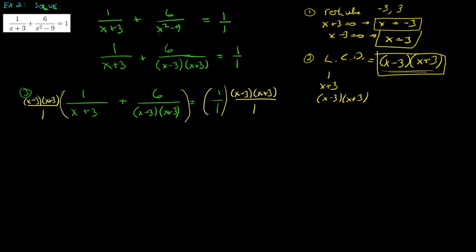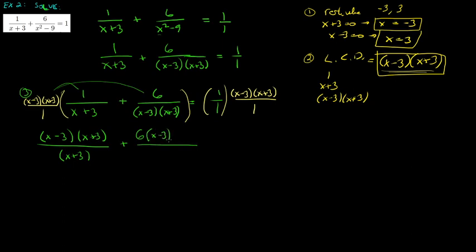Okay, now what comes next? Well, here's the tricky part. This is a sum, so we actually have to distribute this. So we're going to get 1 times x minus 3 times x plus 3 all over 1 times x plus 3, which is just x plus 3, right? Plus, now we have this fraction. Well, we have 6 times x minus 3 times x plus 3 divided by 1 times the same thing, x minus 3 times x plus 3.